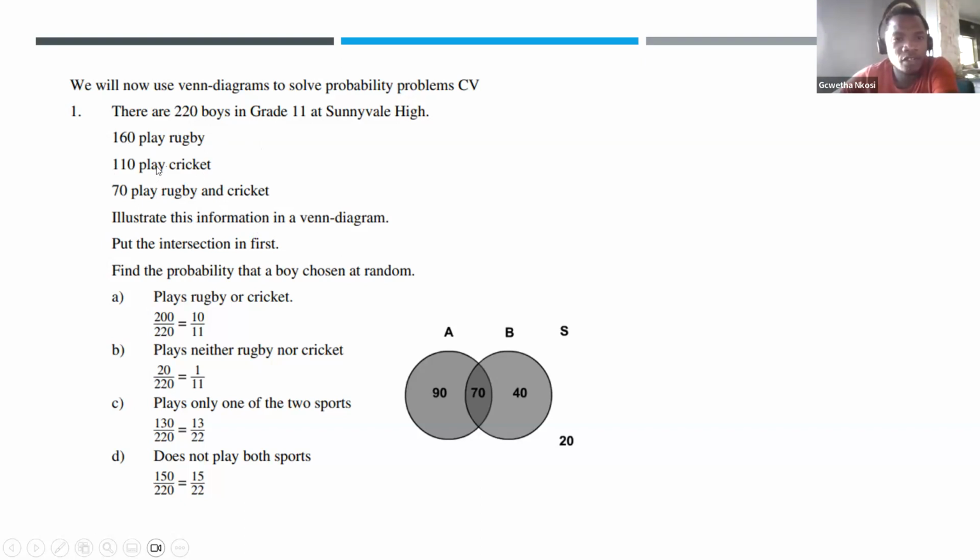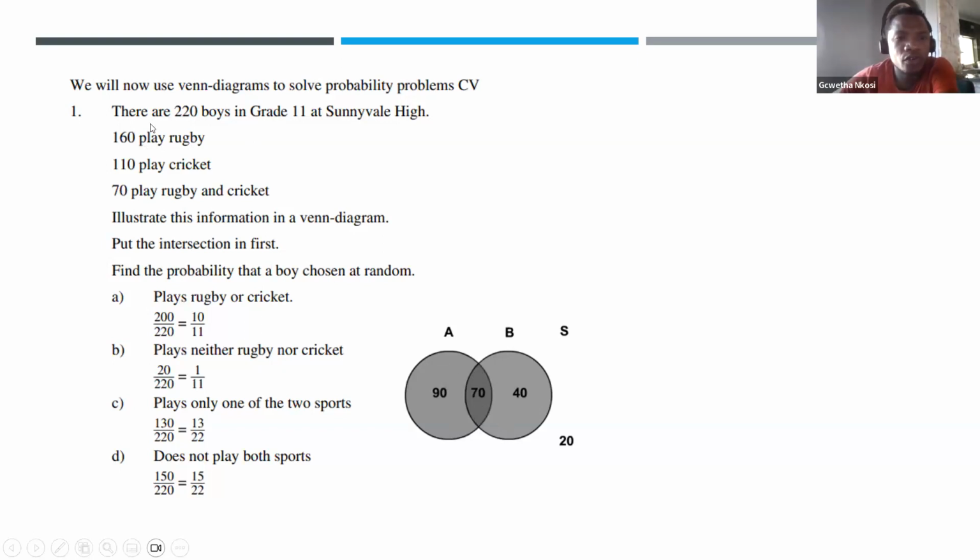Okay, first and foremost, this 70 will represent A and B. 70, we are going to say it's A and B, rugby and cricket. Therefore, 110 is just cricket. This is B. 160 is rugby. Now, for you to get your calculations correctly, you must first plot your intersection. So you plot your intersection here, which is 70. So 70 will play rugby and cricket.